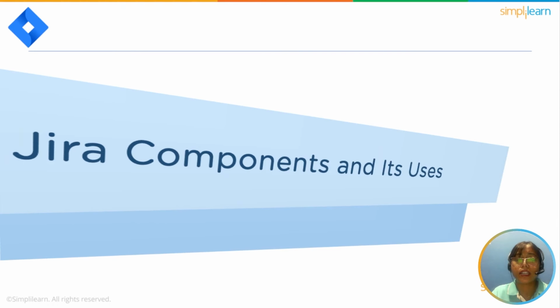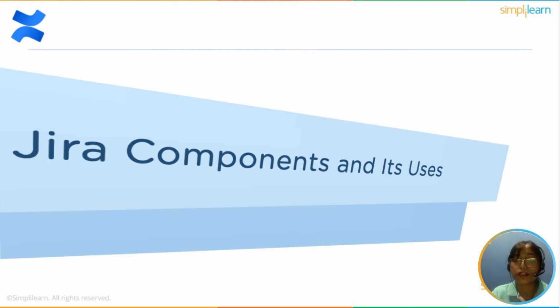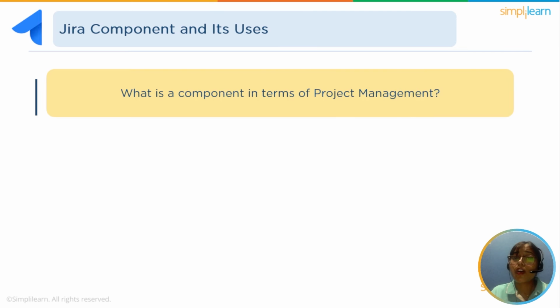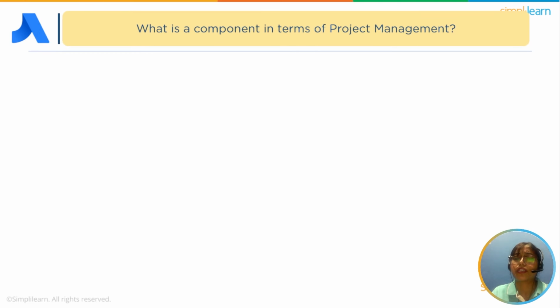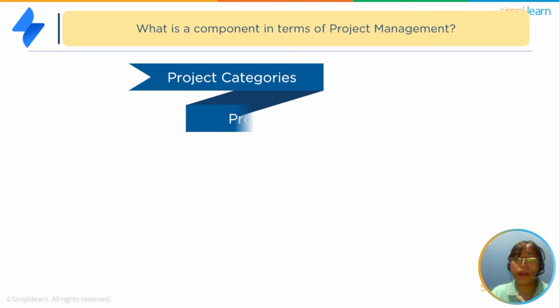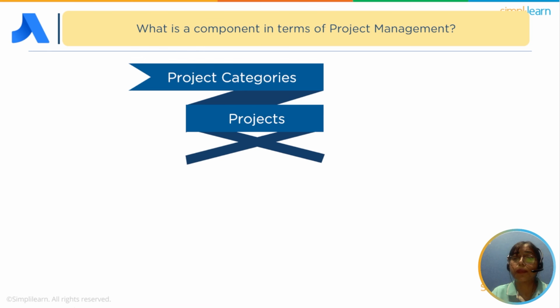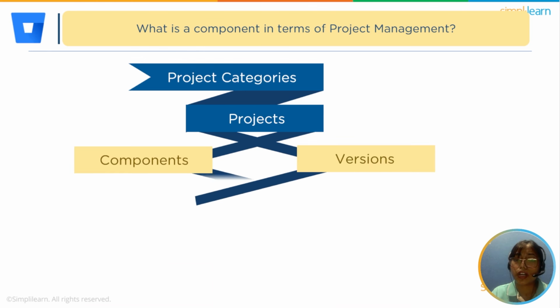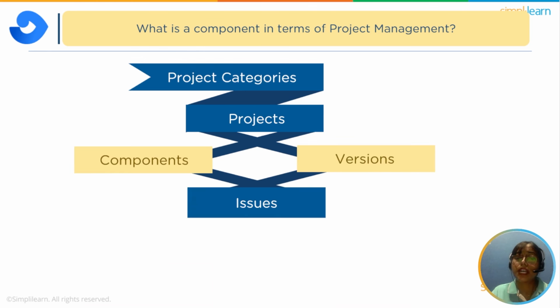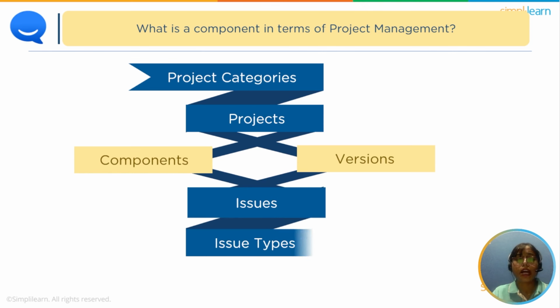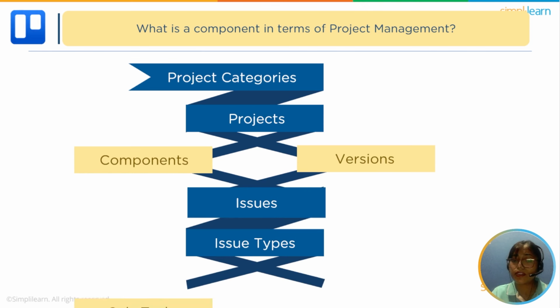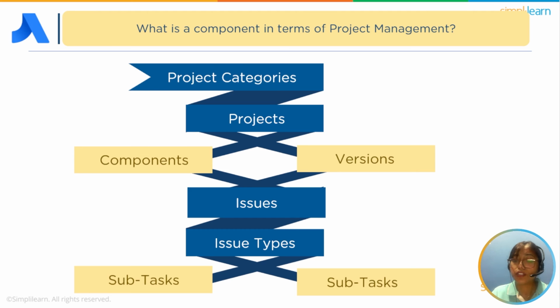After understanding how Jira works, we will see its components along with its uses. What is a component in terms of project management? A project's subdivisions are called components. These subdivisions are applied to break down problems into manageable chunks within a project, which later helps to generate good reports, that is collecting useful statistics and grouping data contextually.